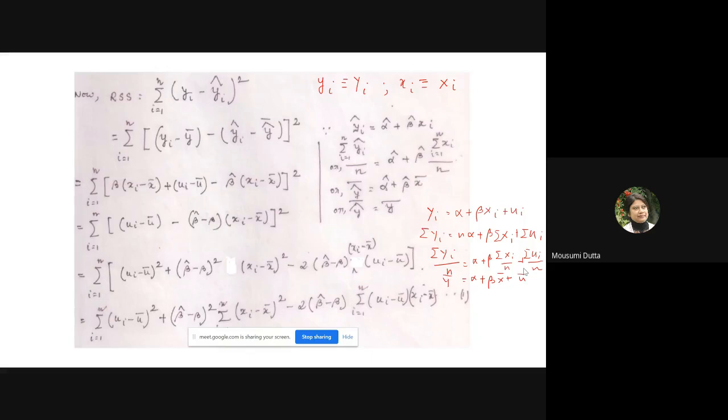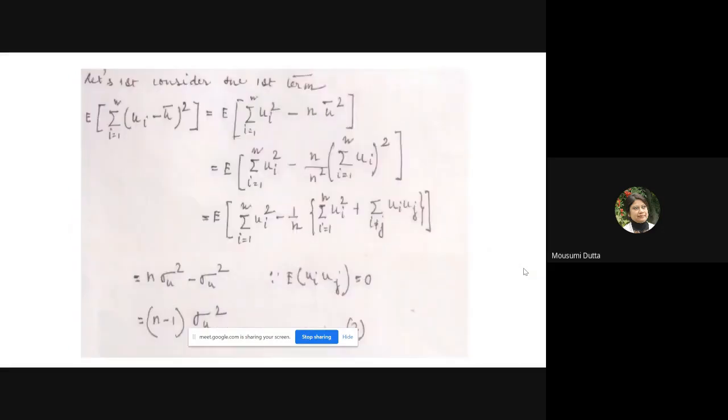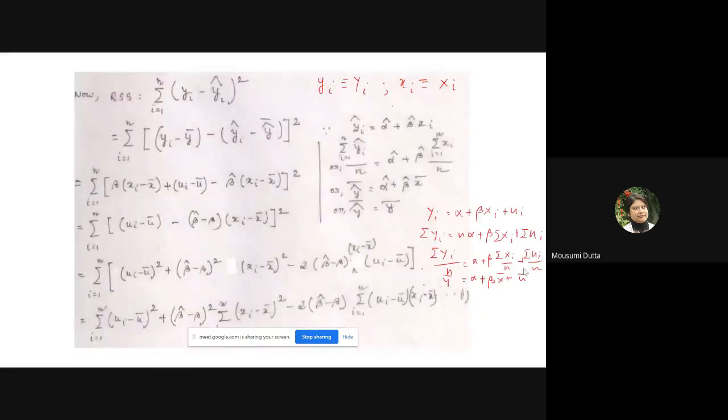Any other question? So I'm proceeding. So one by one, I'll consider each of the 3 terms. There are 3 terms here when I'm converting RSS in terms of ui's. We have 3 terms. So one by one, I'll consider the 3 terms. So I'm starting with the first term, summation ui minus u bar whole square.